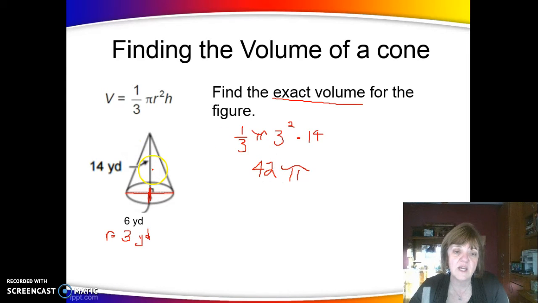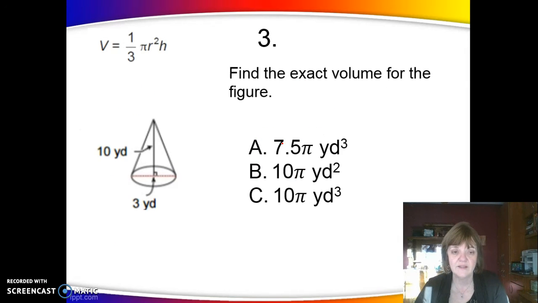So pay close attention anytime you're doing a problem. Make sure you've actually got the radius. Don't just go with the 6. Make sure if it's all the way across, then you know you've got your diameter and you've got to cut that in half before you can plug it into our formula. Okay, now you've got one to do yourself. Cut that diameter in half before you do it.